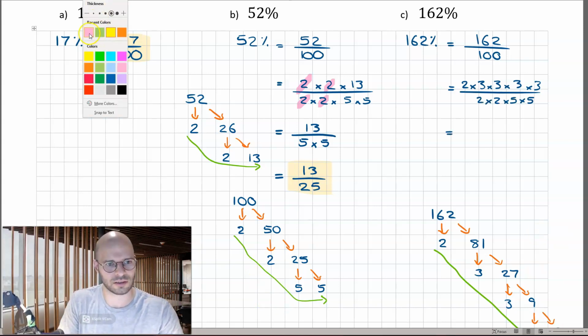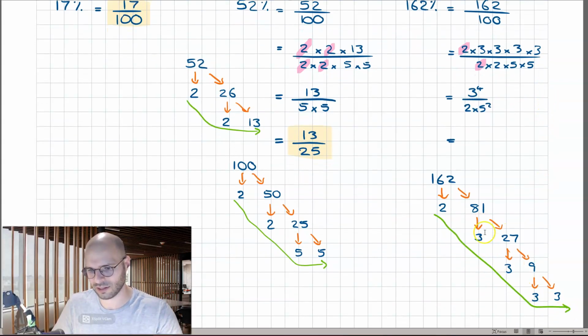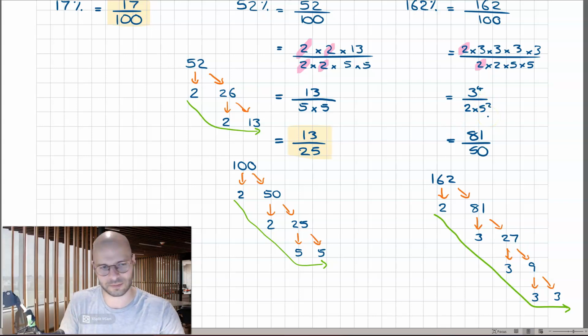Putting this all together, we play our favorite game, Keep or Kill. We've got a double up of the 2s, so they've got to go, and the rest can stay. So we're going to get 3 by 3 by 3 by 3, which is the same as 3 to the power of 4, over 2 by 5 by 5, which is 2 by 5 squared. Alright, 3 to the power of 4 is going to be 81. So it's going to become 81, and then 5 squared is 25 times 2 is 50, so it's 81 over 50. So there's our final result, 81 over 50.